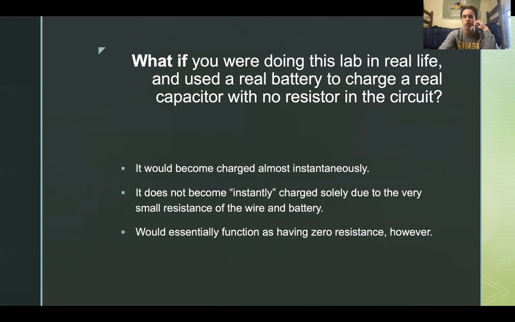What if you were doing this lab in real life and used a real battery to charge a real capacitor with no resistor in our circuit? It would become charged almost instantaneously. It would not become charged instantly due to the small resistance of the wire and battery. However, it becomes charged instantaneously because it essentially functions as having zero resistance.